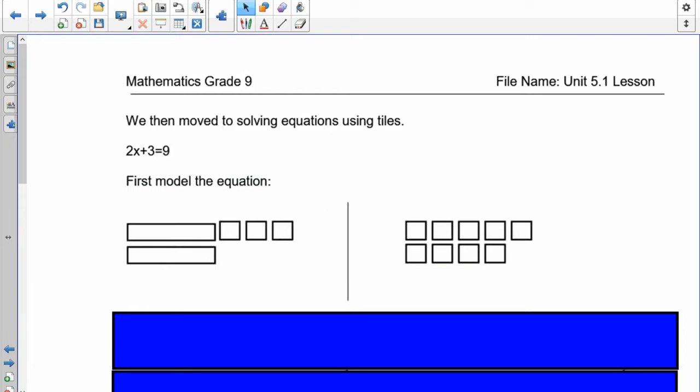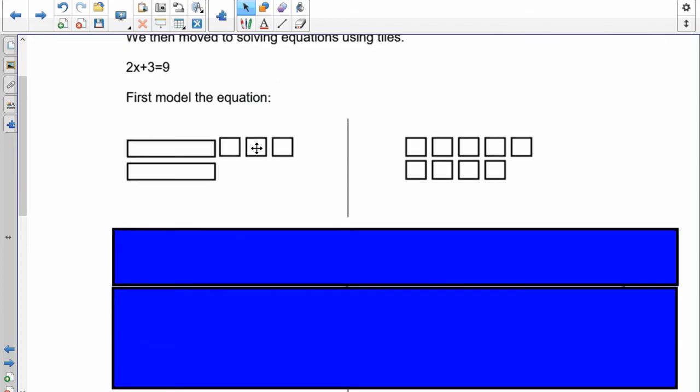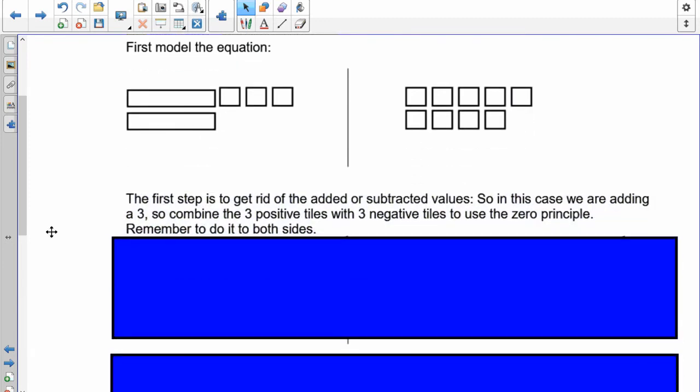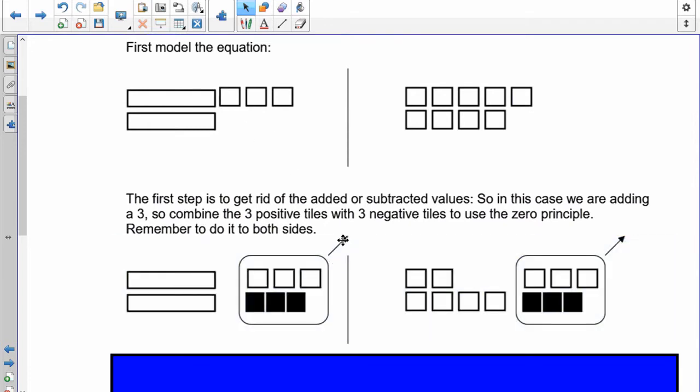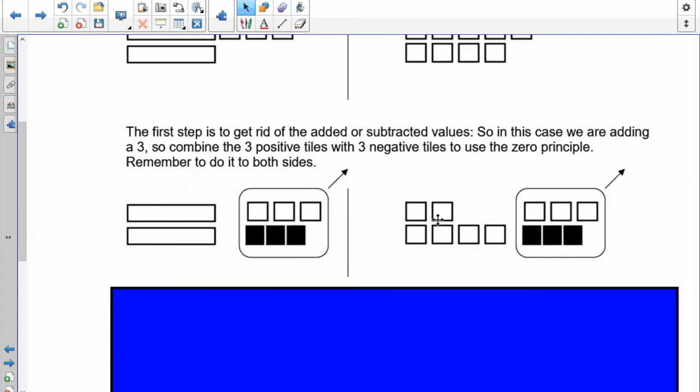Our first thing we needed to do was to put together tiles which would get rid of these ones here, the added and subtracted first. We have to get rid of those first, and then we'll deal with how to separate the x's. To get rid of a +3, all we need to do is put a -3 with it. If I add a negative and a negative and a negative under here, those positives and these 3 negatives are going to cancel. So they're going to go away. But if I do it on the left-hand side over here, I must do the exact same thing on the right-hand side.